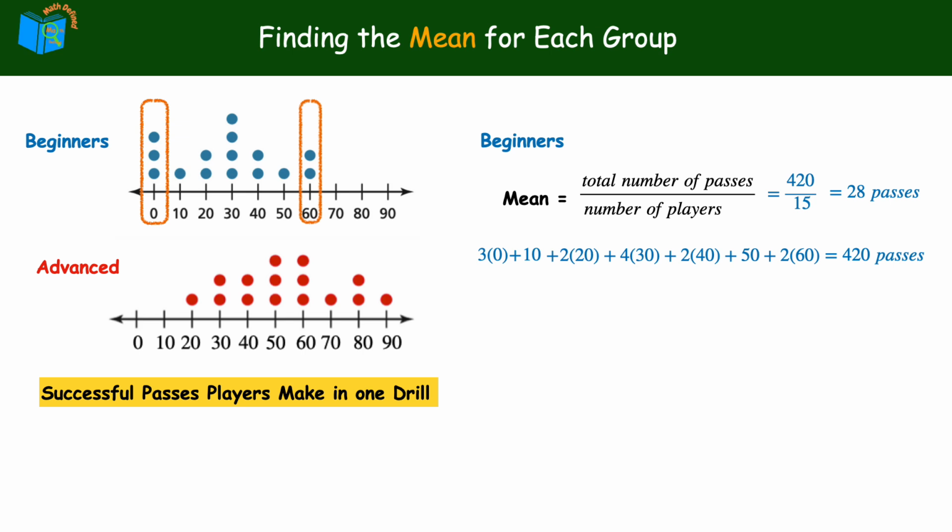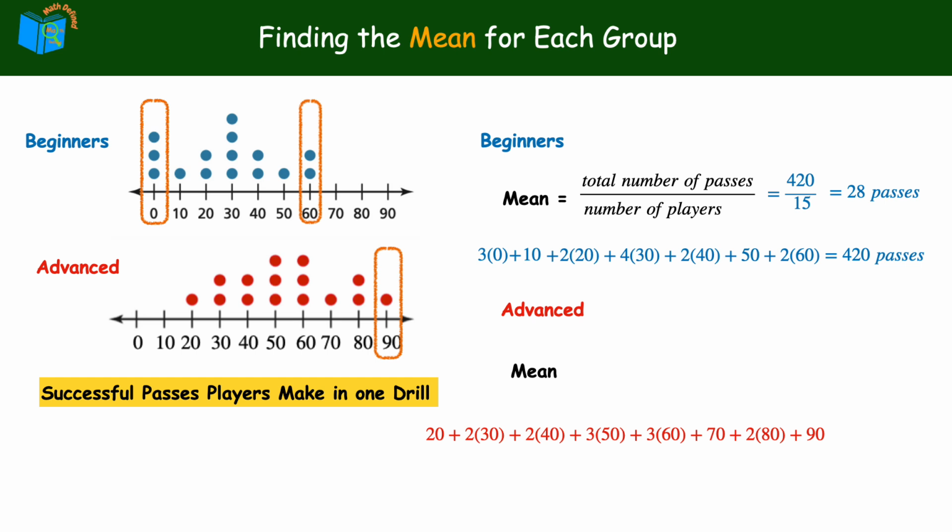Now let's do the same thing for the advanced players. We group their dots, multiply and add, and their total comes out to 810 passes. Divide 810 by 15 and we get 54 passes. So the advanced mean is 54 passes.